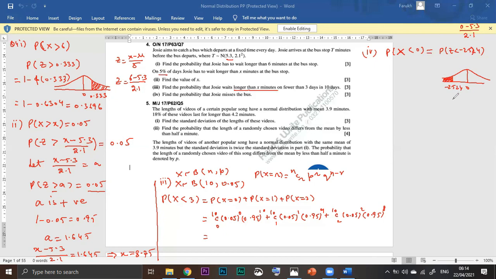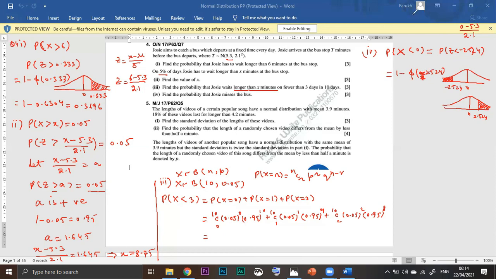Now you can see that in the table there are no negative values. We will flip this figure. 2.524. We want to find out this area. This one is on the right hand side. So this one is 1 minus phi of 2.524. This one is the answer.